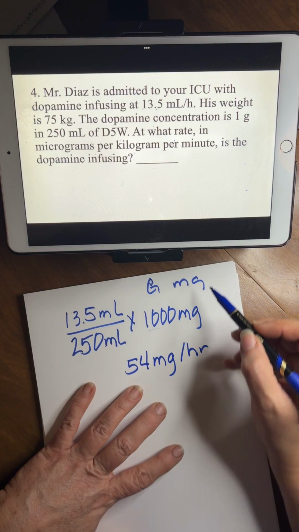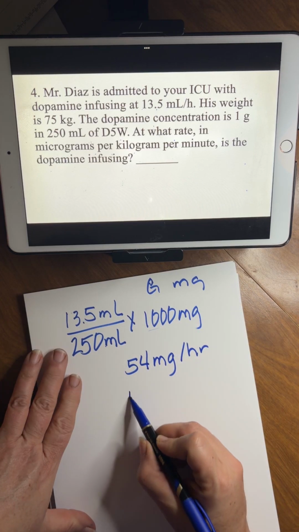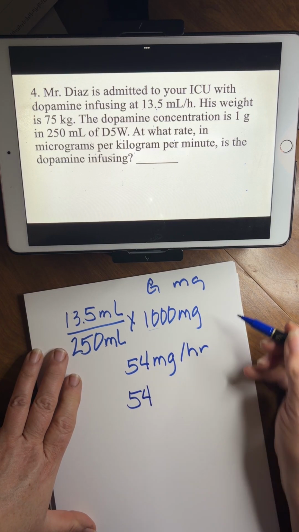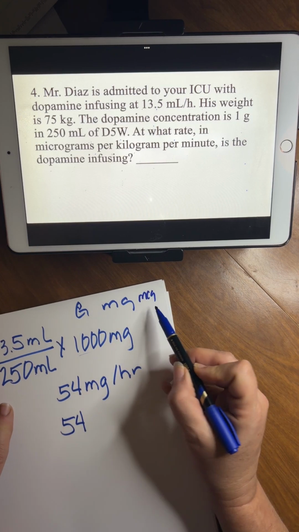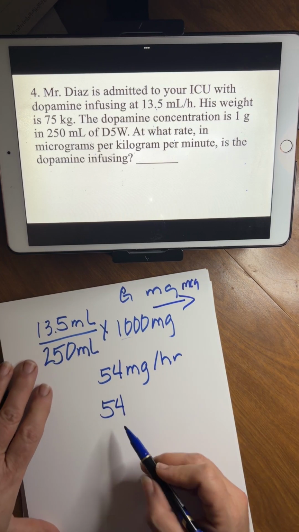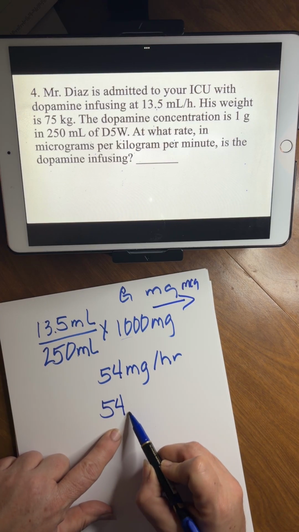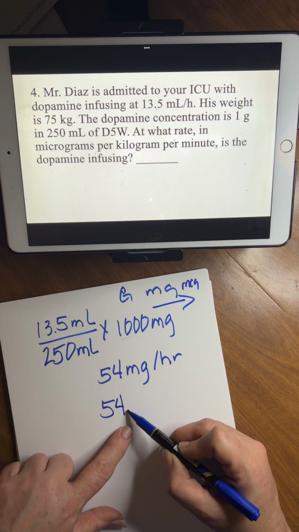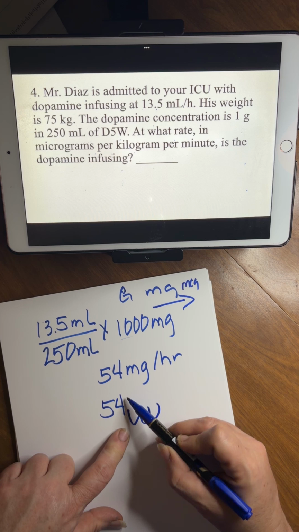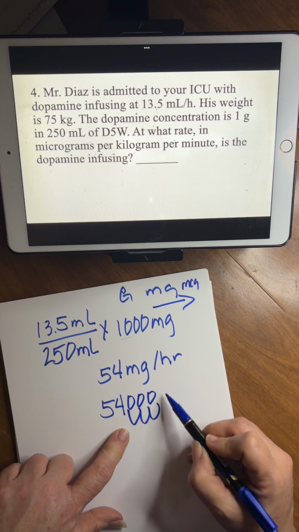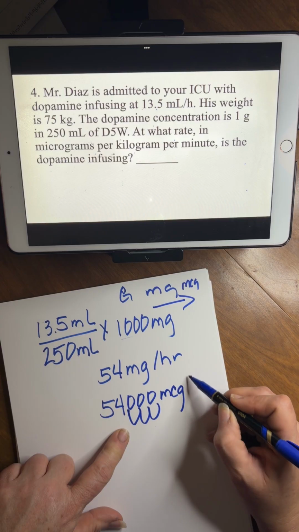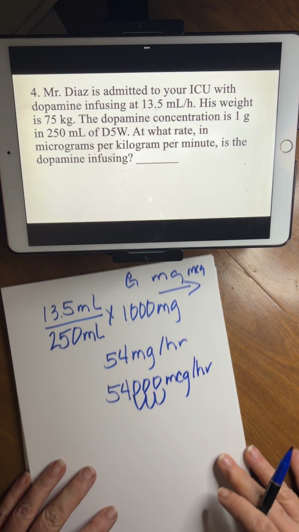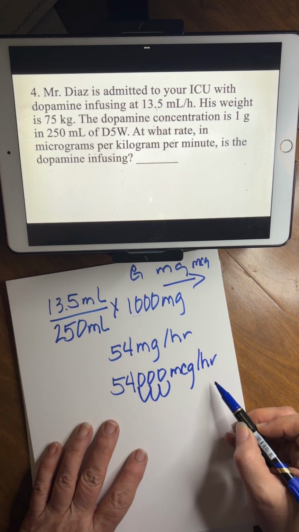So I'm going to convert this 54 to micrograms. If I put micrograms right here, milligrams to micrograms, I got to take the decimal that way. 54 is a whole number, and the decimal's behind it. And I'm going 1, 2, 3, adding my zeros. And this is going to be 5,400 micrograms per hour. You with me? I believe you are.